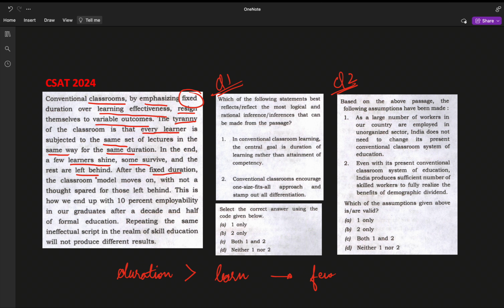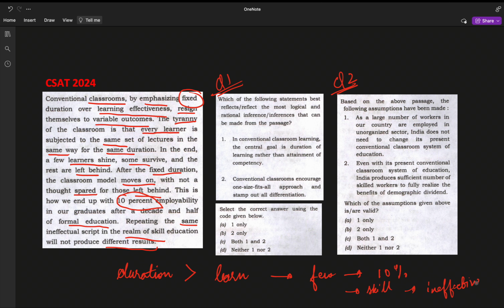After the fixed duration, the classroom model moves on, with not a thought spared for those left behind. This is how we end up with 10% employability. Only just 10% are employable in our graduates after a decade and half of formal education. Repeating the same ineffective script in the realm of skill education will not produce different results. If we repeat the same process in skill development, it will be ineffective.